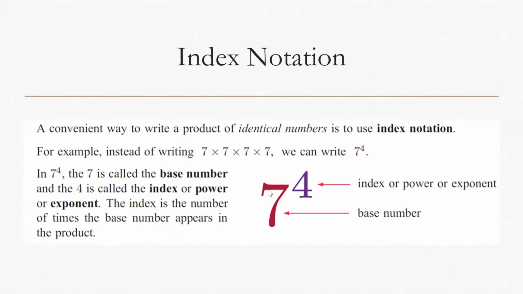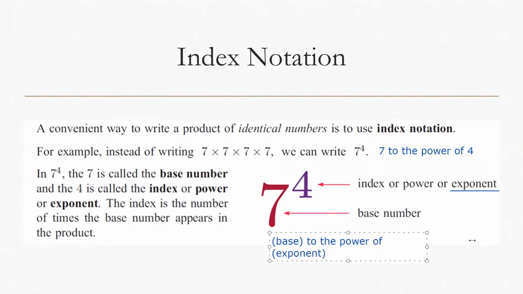Make sure that you're reading this properly. We read this as 7 to the power 4. The 4 is the index or power or exponent. Really, we generally call it the exponent, but the book often says index, so I just want you to get used to the wording. Then the 7 is the base number, or just the base. Anytime we are reading a power, we say the base to the power of the exponent. And then we have some specific names when the exponent is 2 and when the exponent is 3.